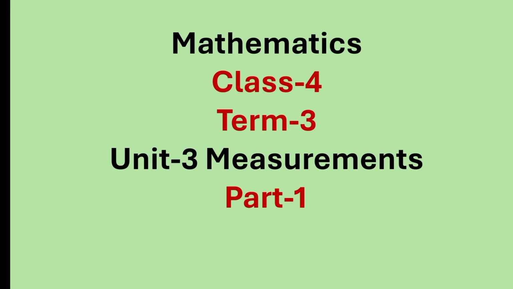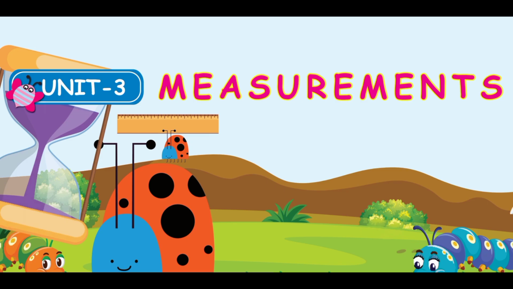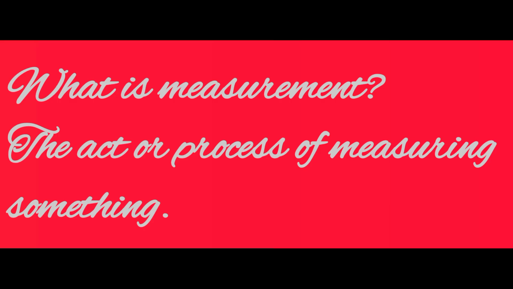In this video we are going to see Class 4 Term 3 Mathematics Unit 3 Measurements. So first let us see what is meant by measurements. What is measurement? The act or process of measuring something. So we have to measure something. Example: time, weight, length, breadth, area, volume. All these come under measurement.